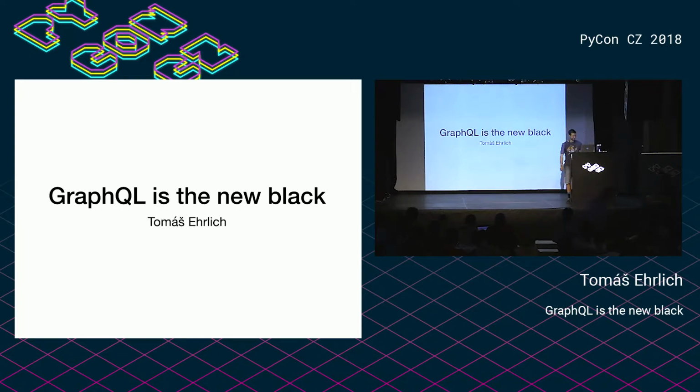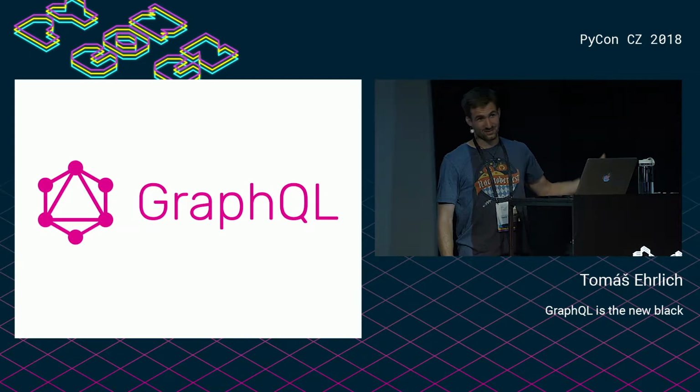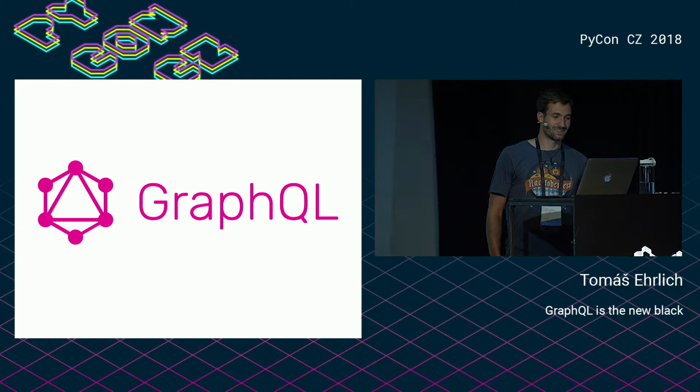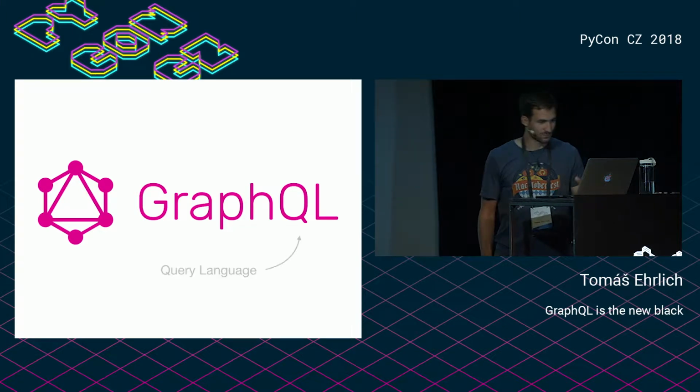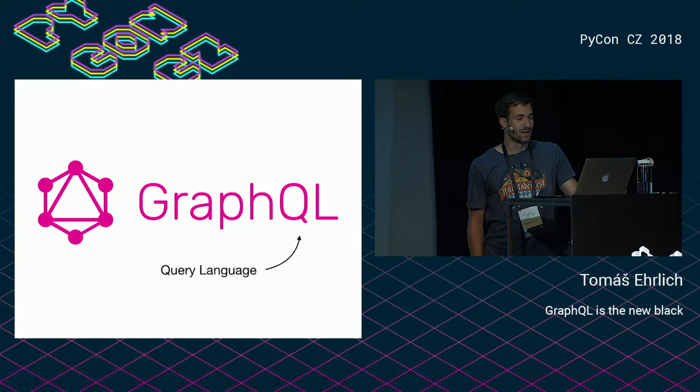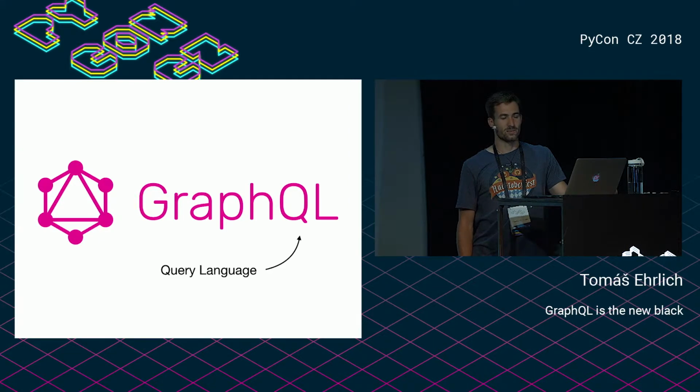Awesome. Thank you. So the first thing you need to know about GraphQL is that it's a query language. The QL actually stands for query language. And you can use it to build your APIs. It's an alternative for REST, and you can completely replace it.